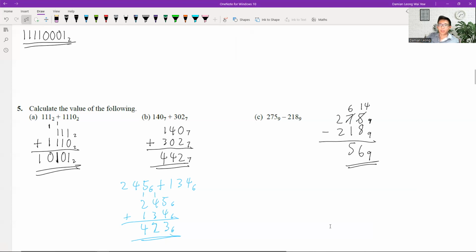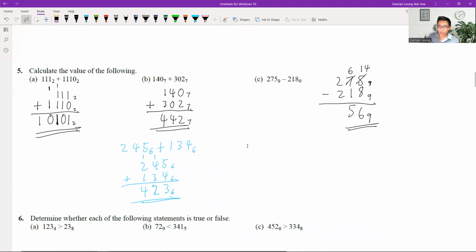All right, that is calculations in your respective bases, whatever base that you want, they want you to calculate in.